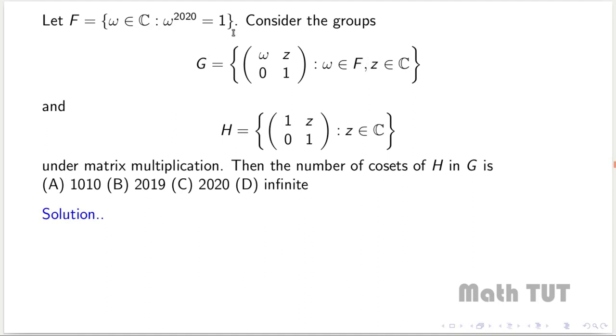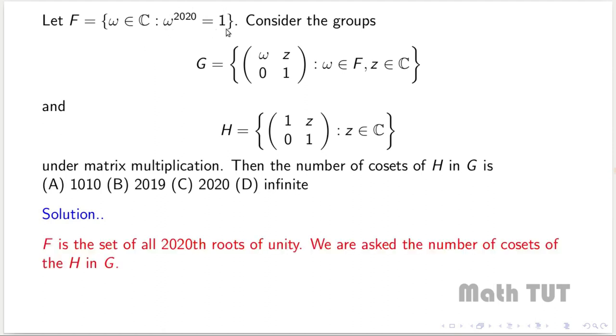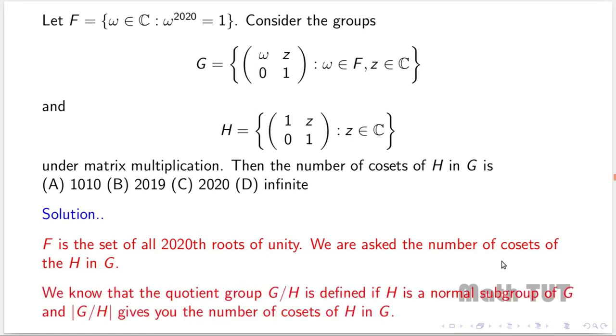That means the set of all 2020th roots of unity. If we solve this equation, you're going to get 2020 roots, and all those we call the 2020th roots of unity. F is the set of all 2020th roots of unity, and we are asked to find the number of cosets of H in G. So what I'm going to use here is the idea of cosets and the first isomorphism theorem to get the answer for this question.